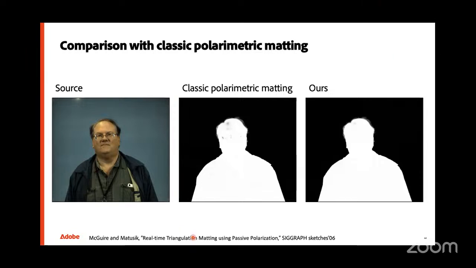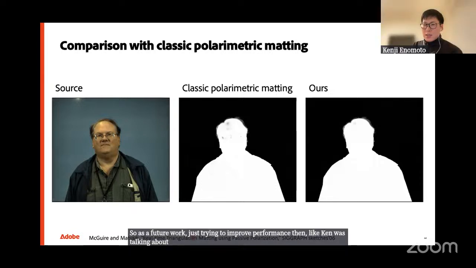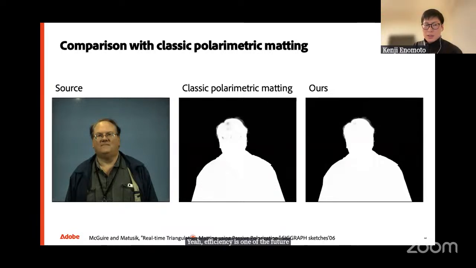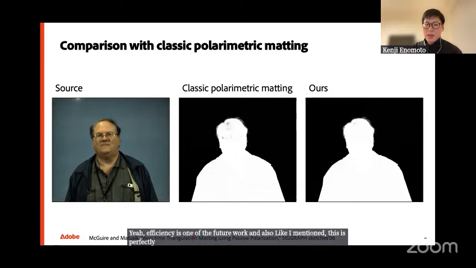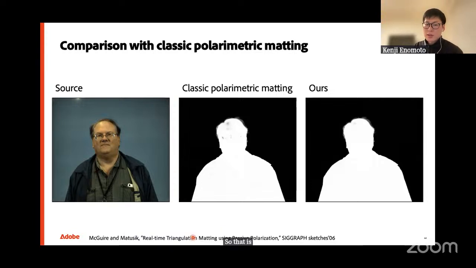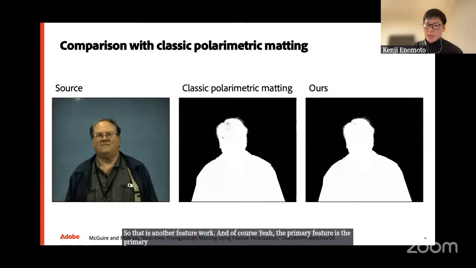So is the future work just trying to improve performance then, like Ken was talking about? Yeah, efficiency is one of the future works. And also, like I mentioned, this is a perfectly per-frame method at this moment, so the quality of the alpha matte could be improved by considering temporal information. That is another future work. And of course, the primary future work is collecting an RGB-alpha dataset using this kind of technique.